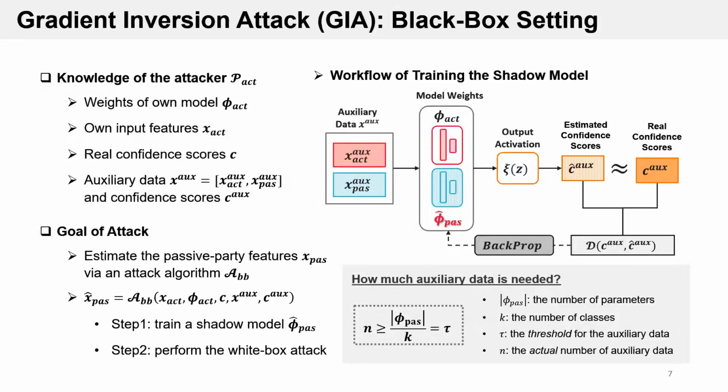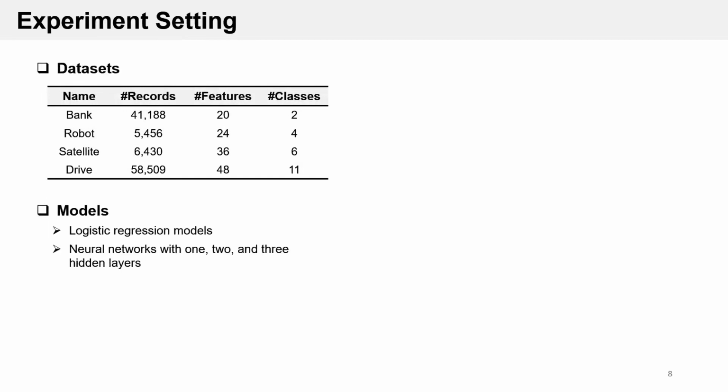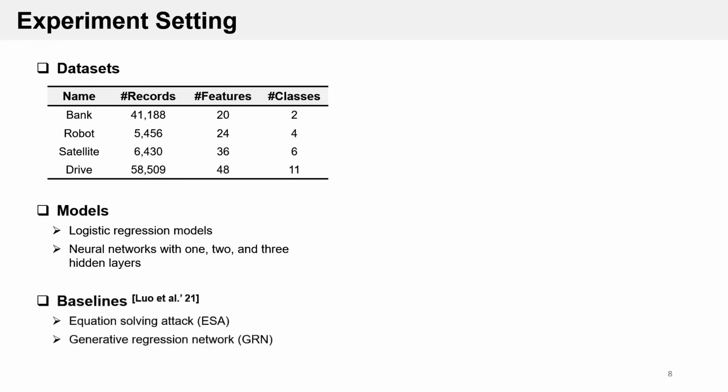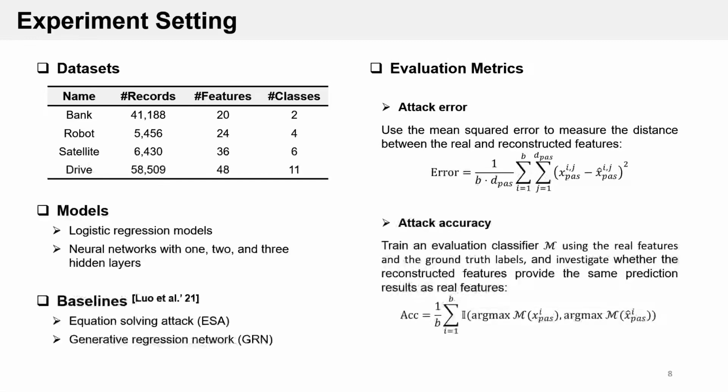performance. We conduct our attack on 4 open source datasets and compare the attack results against the logistic regression models and multilayer neural networks. We respectively use the attacks proposed by Luo et al. as the baselines. We adopt two metrics to evaluate the attack performance. For the attack error, we use the averaged mean squared error to measure the difference between the real and reconstructed features. For the attack accuracy, we train an evaluation classifier and investigate whether the reconstructed features can provide the same prediction results as real features.